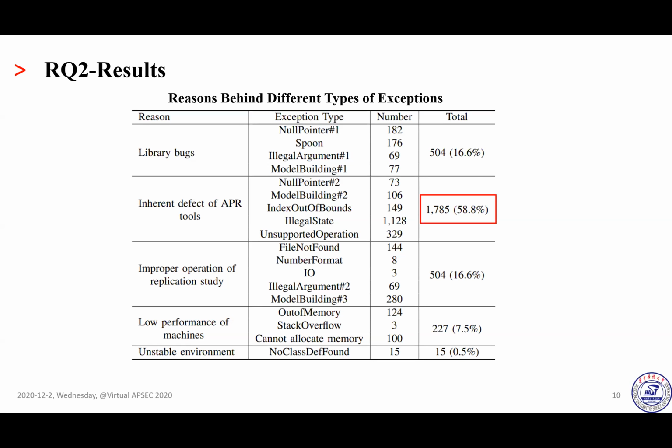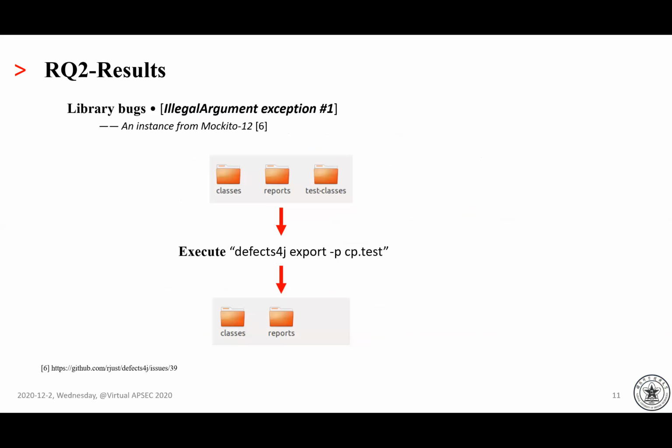Due to the time limit, we only analyze several selected exceptions. Details can be found in our paper and the project page. Here is a case of illegal argument exception. We found that some APR systems execute the defects4j export -p cp.test command to get the class path for compilation. However, this command will delete the build test file for some Mockito bugs. This is a bug from Defects4J and has existed for many years.